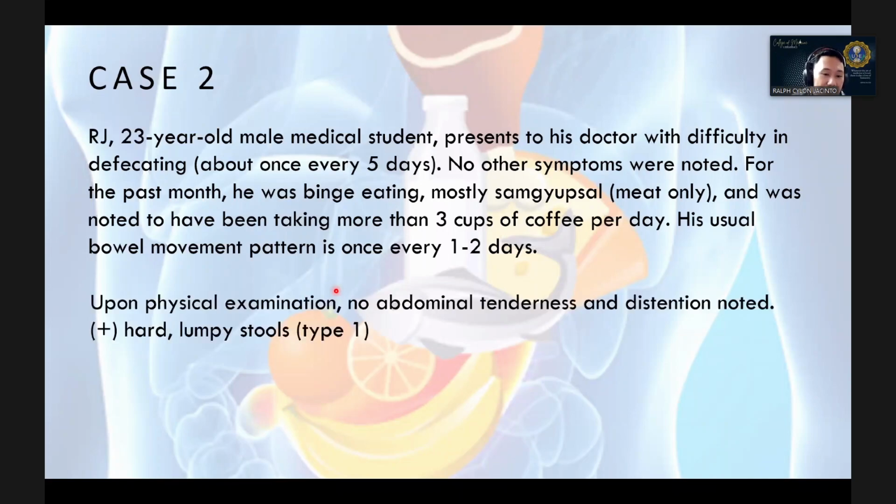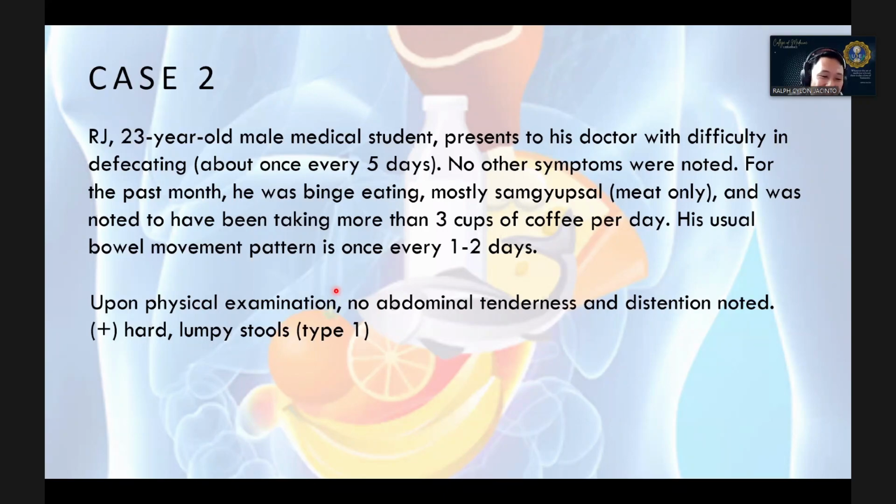So upon physical examination, there was no abdominal tenderness and distension noted. And on... they say it's Dr. Tan who keeps eating samgyupsal. But he doesn't drink coffee, 'di ba?